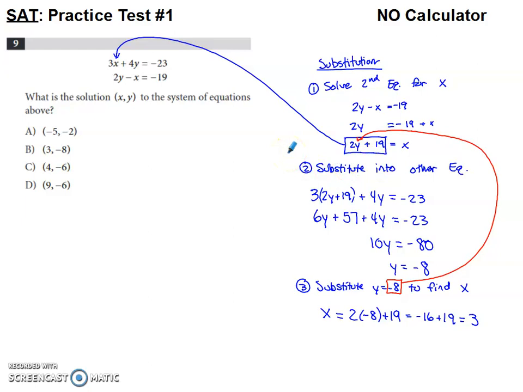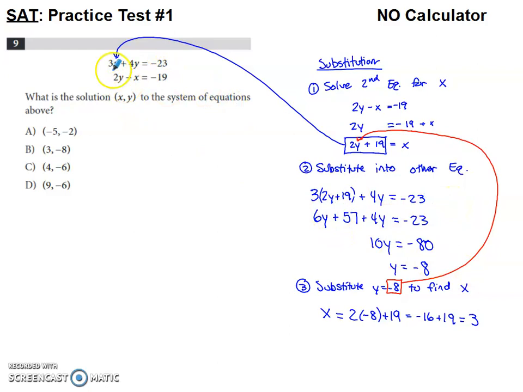Now, one thing that could kind of mess you up here if you're not careful: if you substitute into the same equation, you're not going to get anything to work out. You're actually going to get an identity equation, which doesn't get you to the point where you're able to develop the solution of the equation. So definitely make sure you substitute into the opposite equation in step 2 here.